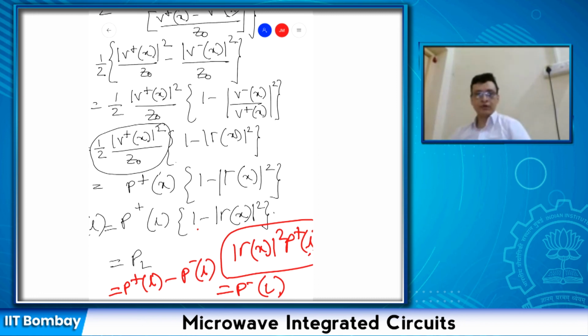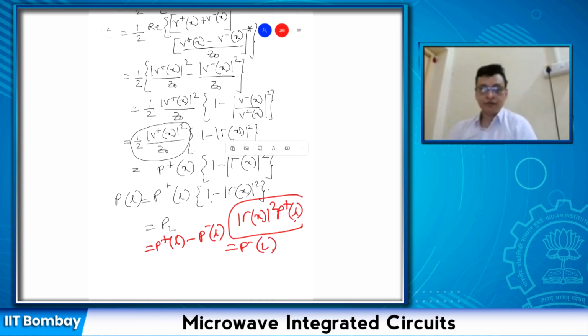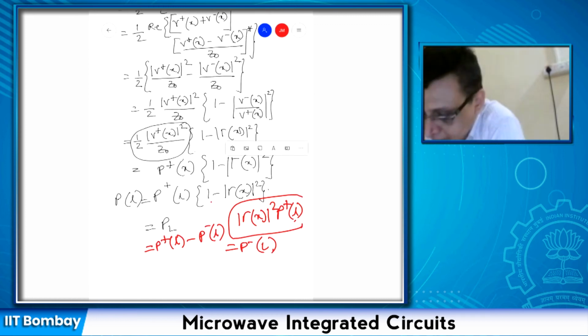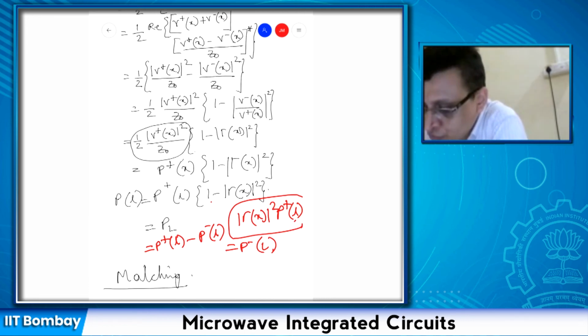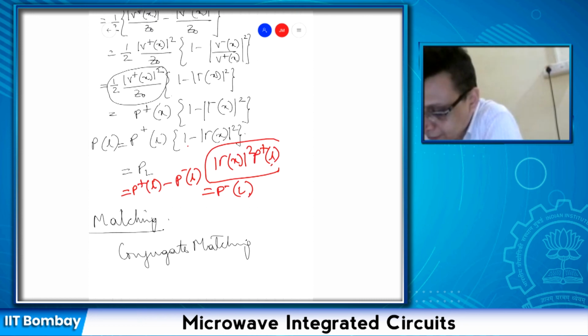This is an important relationship. You know, when we discuss microwave engineering, a term that we come across very frequently is this term, matching. You might have come across something called conjugate matching. These two terms are related but slightly different.